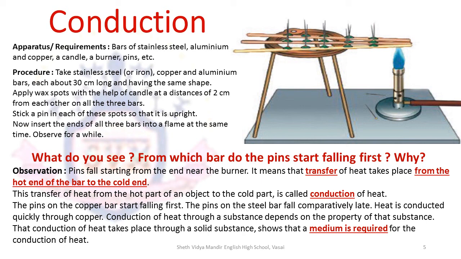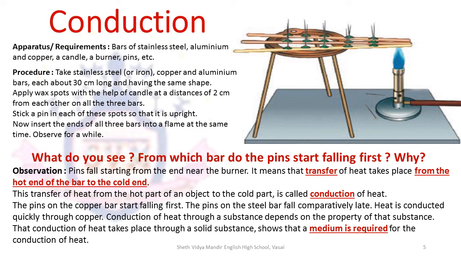This means that the transfer of heat will take place from the hot end of the bar to the cold end of the bar. How can you see the transfer of heat? If you notice where the tip of the flame is, there is no pin, there is no wax. A little distance further you will see that the heat will travel, which will melt the wax, and the pins will fall down. If you wait for a longer period of time, you will see all the pins will fall down.